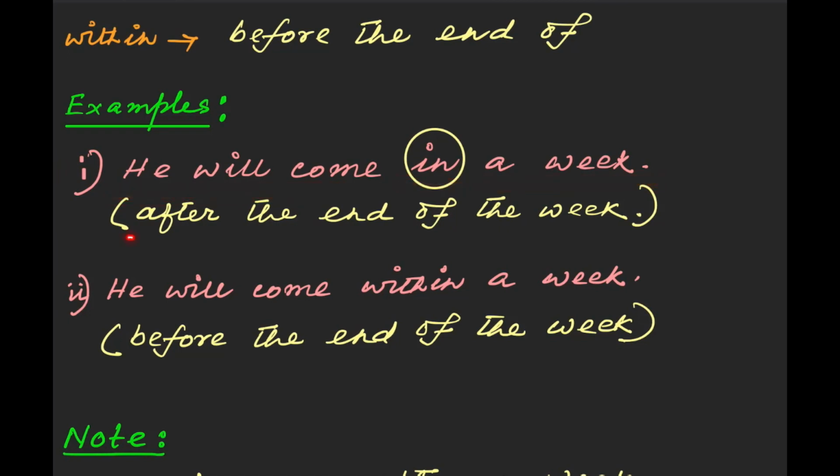In a week means after the end of the week. So he will come in a week means he will come after the end of the week. But you cannot use after here because it is the future space of time. Though the meaning is like after, but you have to use in. He will come within a week means he will come before the end of the week. So within refers to the time before the end of, and in refers to the time after the end of.